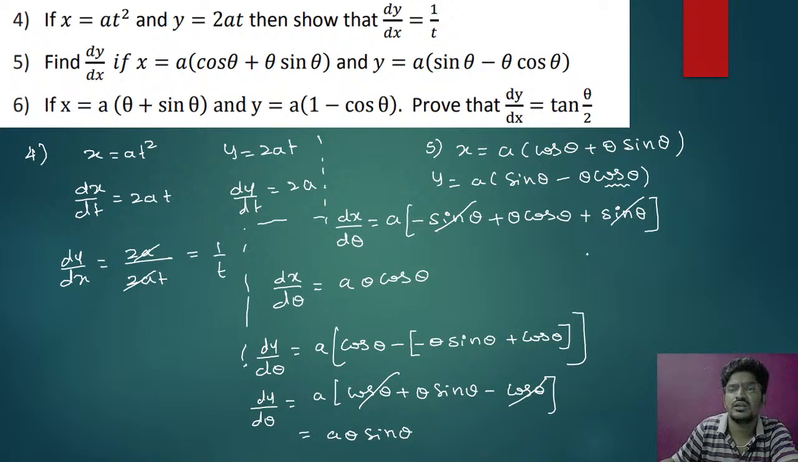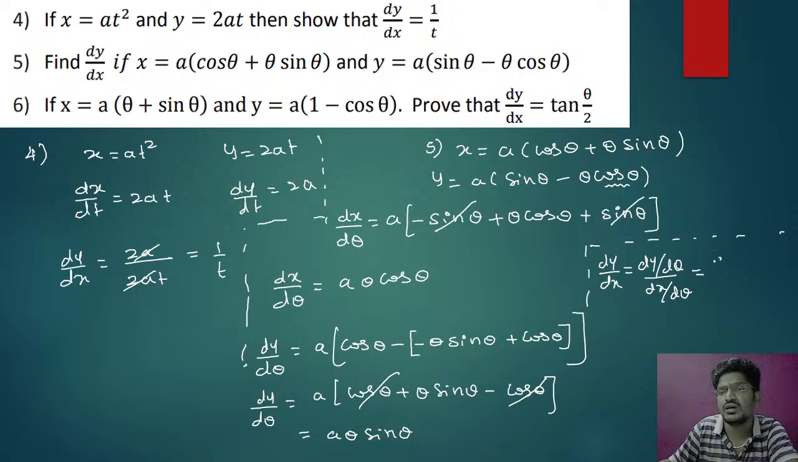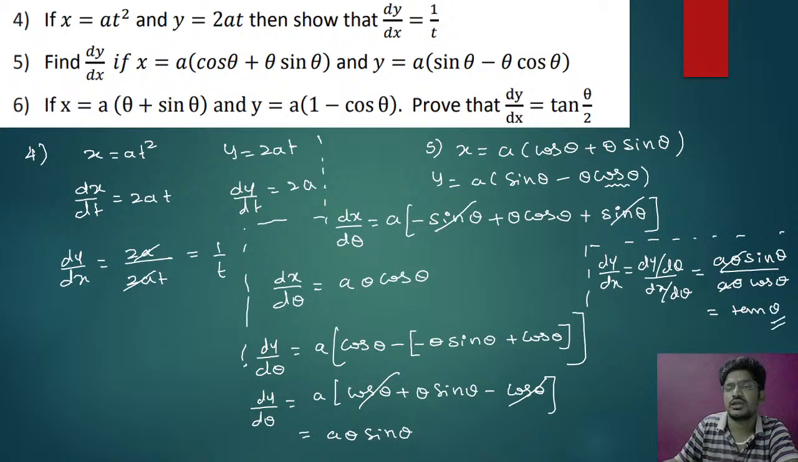Now write your required dy by dx. So dy by dx will be what? dy by d theta divided by dx by d theta. What is dy by d theta? a theta sin theta. What is dx by d theta? a theta cos theta. So cancel a theta, sin theta by cos theta is tan theta. This is your answer. Clear?